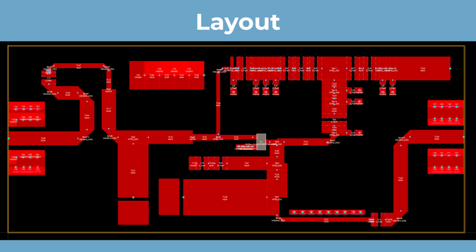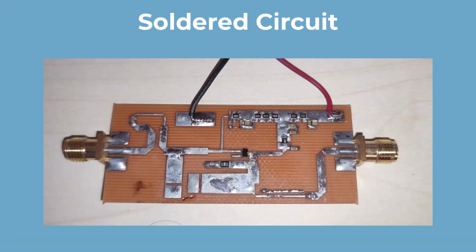Here is the layout of our circuit. We have placed pads for SMA connectors on the input and output sides. We have also placed additional pads for the supply connections. Here is our soldered circuit.